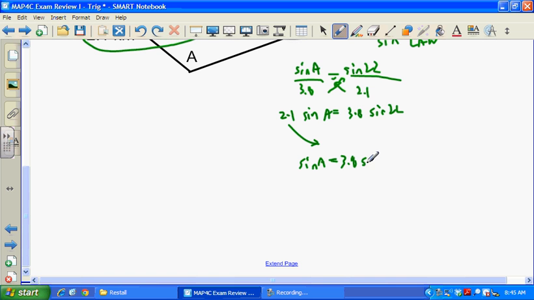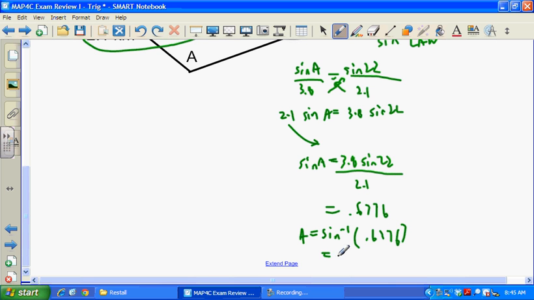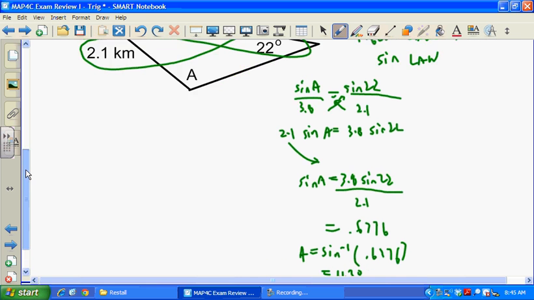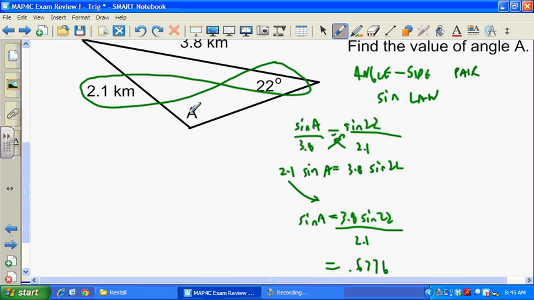We got to divide to get the sine A alone, and then we're going to do the sine minus 1, the inverse sine. So I put this whole thing into my calculator, and I get 0.6776. Inverse sine of that, 0.6776. And I get 43 degrees. About. There's a problem though. That's not 43 degrees. That's an obtuse angle.